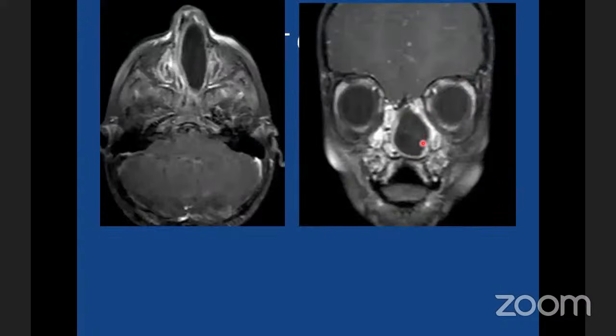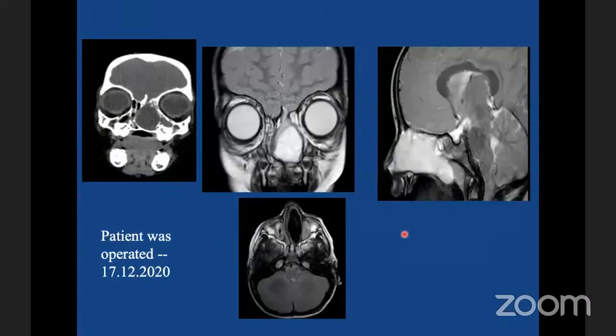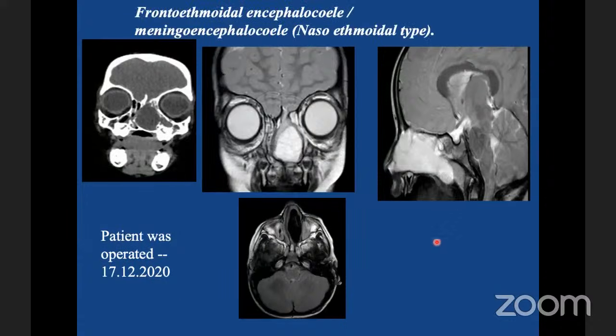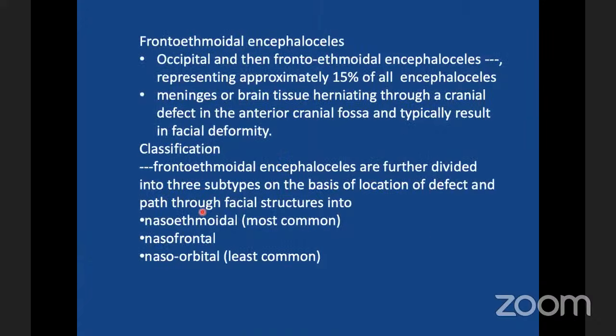Post contrast also did not show any enhancement of the lesion per se, but peripherally there was enhancement. And the patient was operated for this encephalocele, frontoethmoidal encephalocele. So basically, there are 3 types of frontoethmoidal encephalocele, nasoethmoidal being the most common, which was the case I showed you, nasofrontal being second, and the least common being nasoorbital.